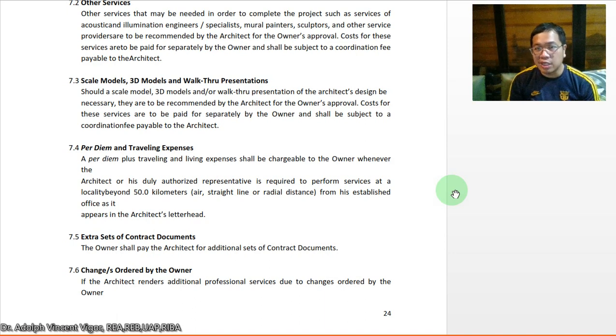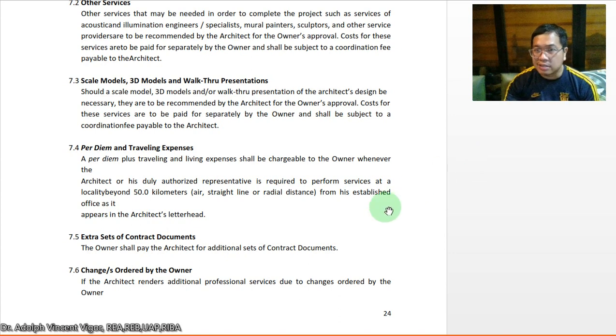So if you're based here in Cagayan de Oro, and you have a project at Davao or in Cebu, and it's already more than 50 kilometers, you're going to charge the client for per diem, plus traveling and living expenses.